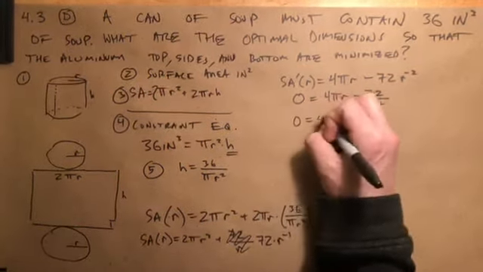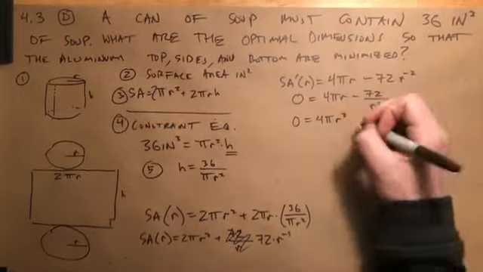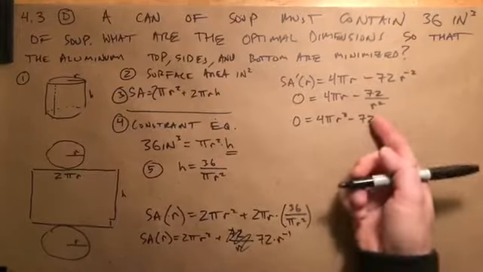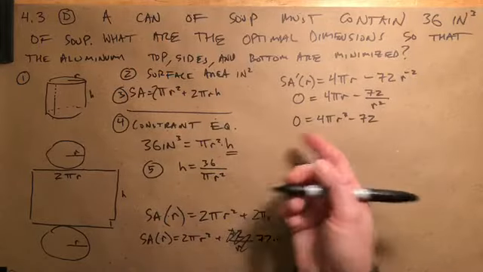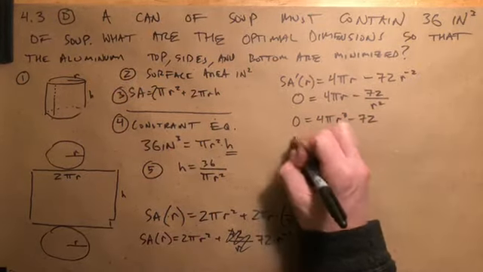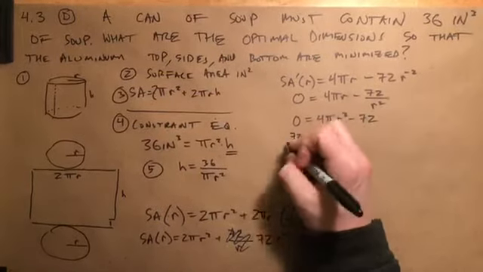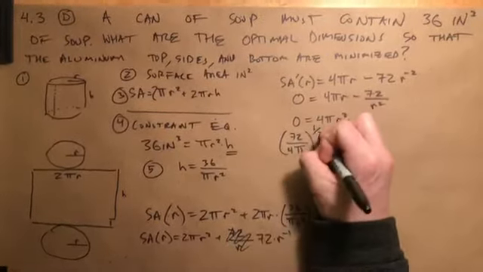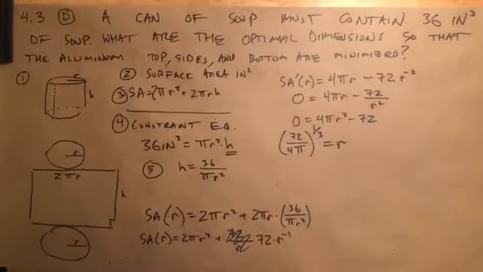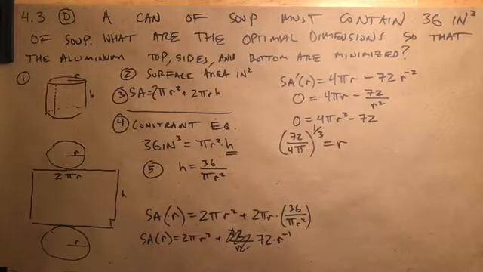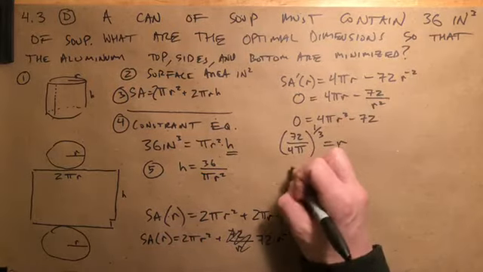So we'll have 0 is equal to 4 pi r cubed minus 72. And solving for r is very straightforward: add, divide, and then take the cube root. So 72 over 4 pi raised to the 1/3 power is equal to r. There's our critical point.